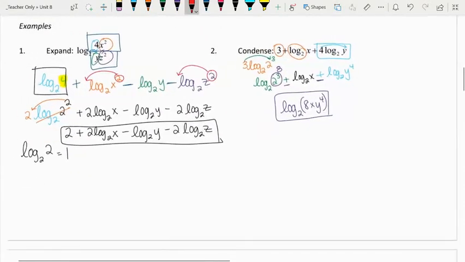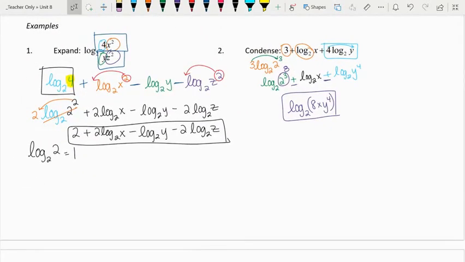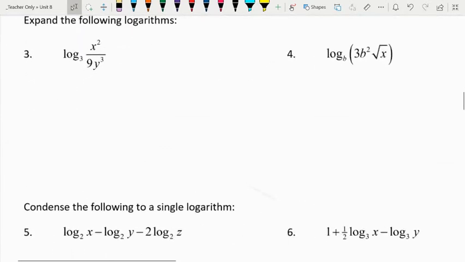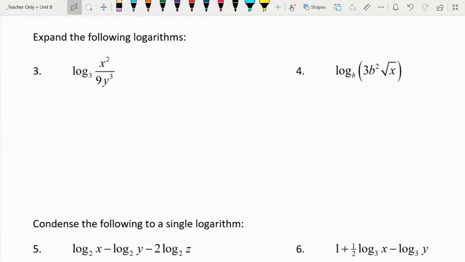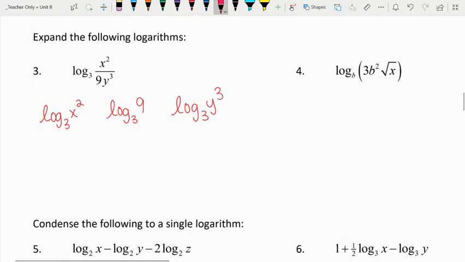So we're going to keep practicing with expanding and condensing. Starting with these, we want to expand the following. So again, I want to rewrite them. Log base 3 of x squared, log base 3 of 9, log base 3 of y cubed. Okay, now after you rewrite each piece, you can start looking at what can happen in all of them, right? So this first one, I have an exponent, so let's throw it out in front.